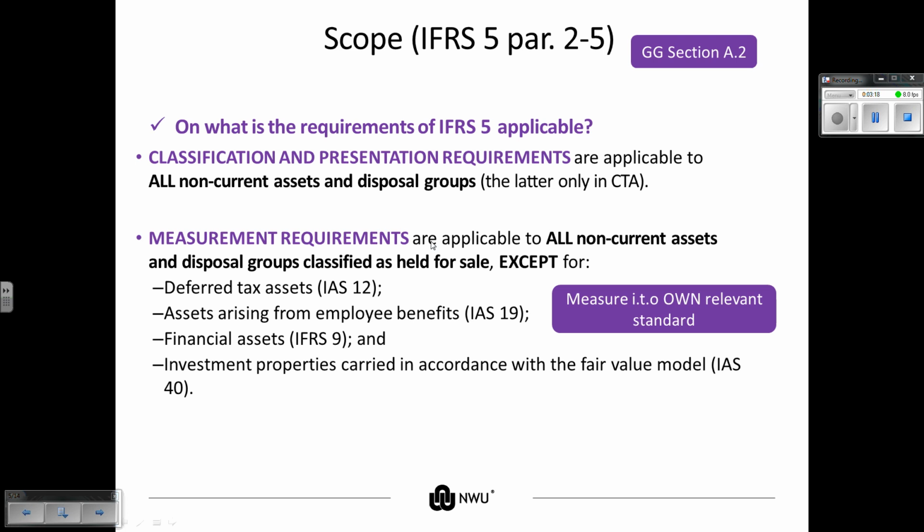Measurement requirements, so at what amount should I have my IFRS 5 asset in my books? Those are applicable to all non-current assets and disposal groups classified as held for sale, except for deferred tax assets, assets arising from employee benefits, financial assets, and investment properties carried on the fair value model. So for these assets, they will still be measured in terms of their own standard. For example, investment properties on the fair value model will be measured at the latest fair value and not in terms of IFRS 5.